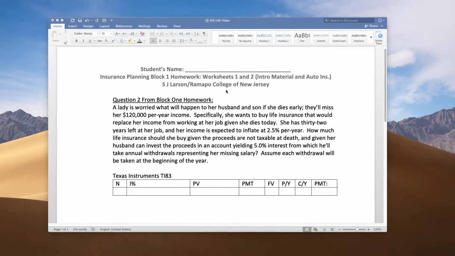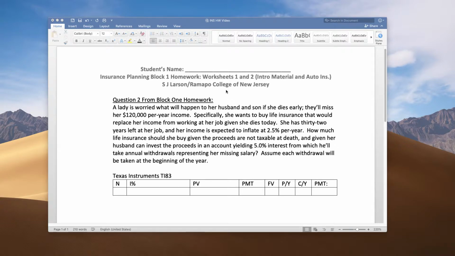Welcome. This is question 2 from the Block 1 homework. It pertains to material we covered in Chapter 1 of the course. And we have a lady who makes $120,000 this year, and every year her income is expected to rise by 2.5%. And she has about 32 years left of her career.